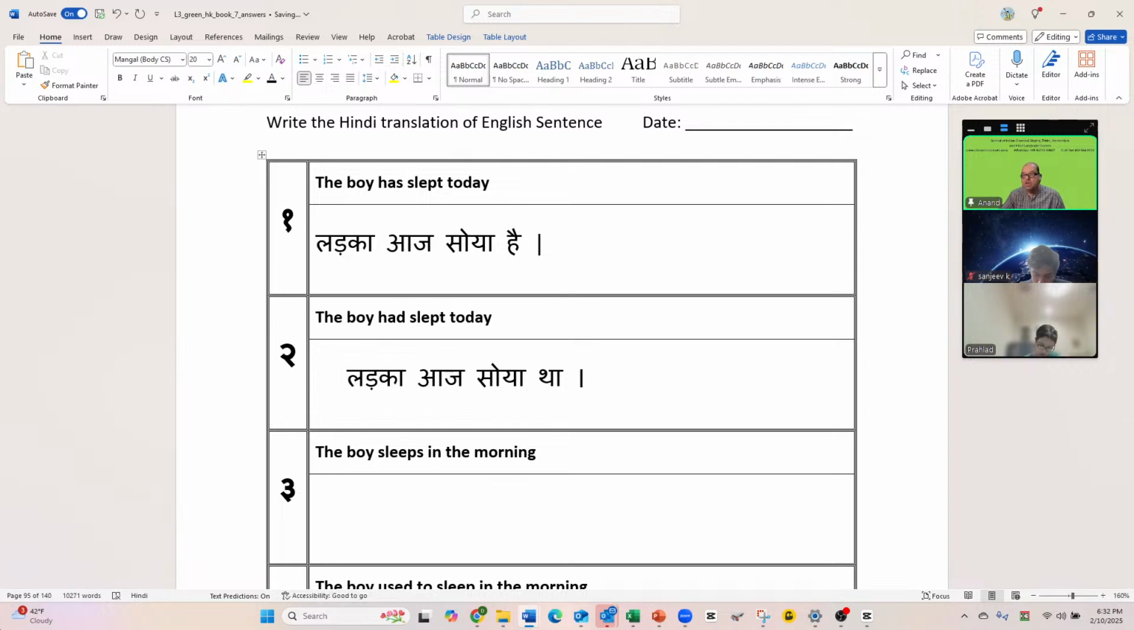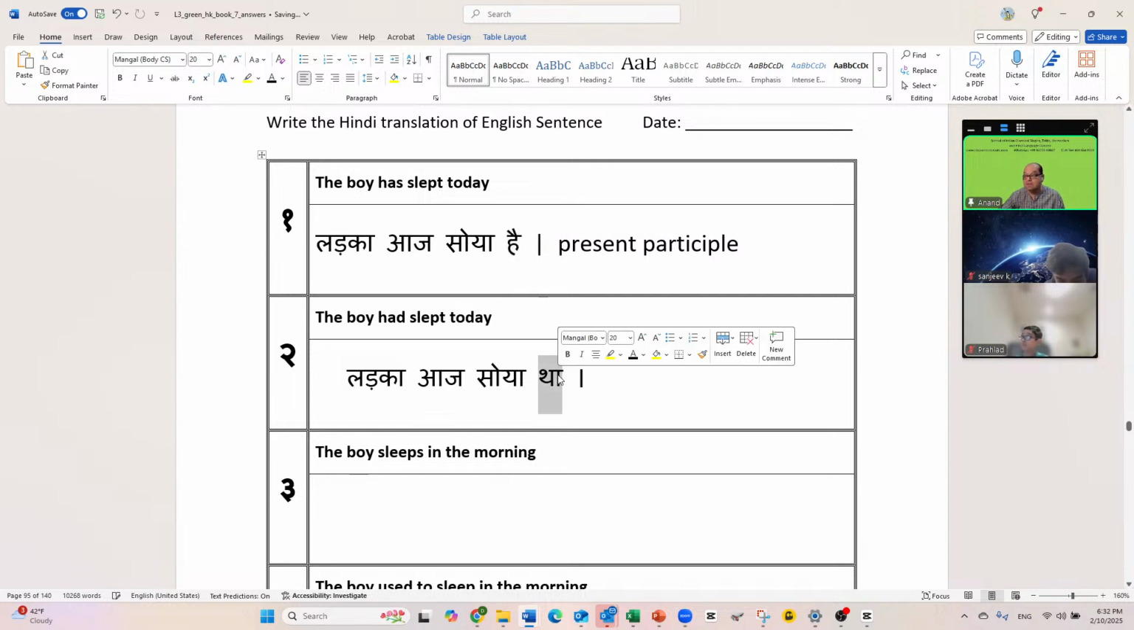Okay. Now this ya form, the ya form which we just talked about earlier, if you all remember, I told you the ya form is called present participle, right? The ya form is called present participle. Now, the present participle is used both in present tense and the past tense.